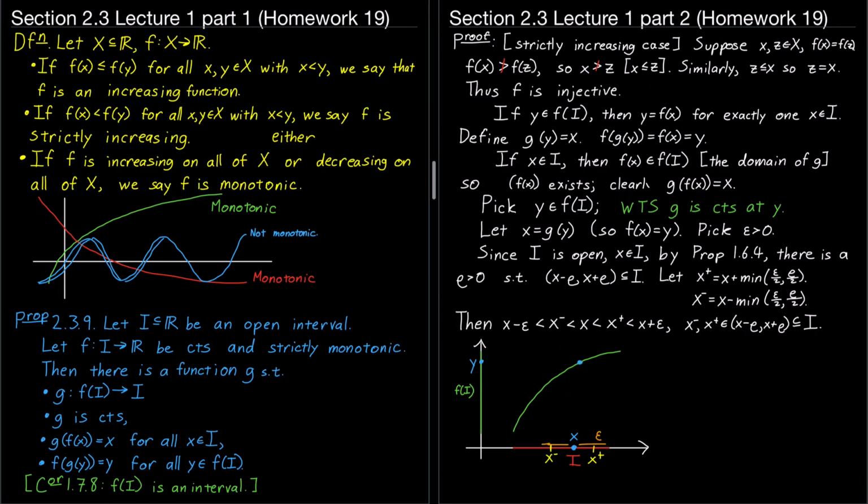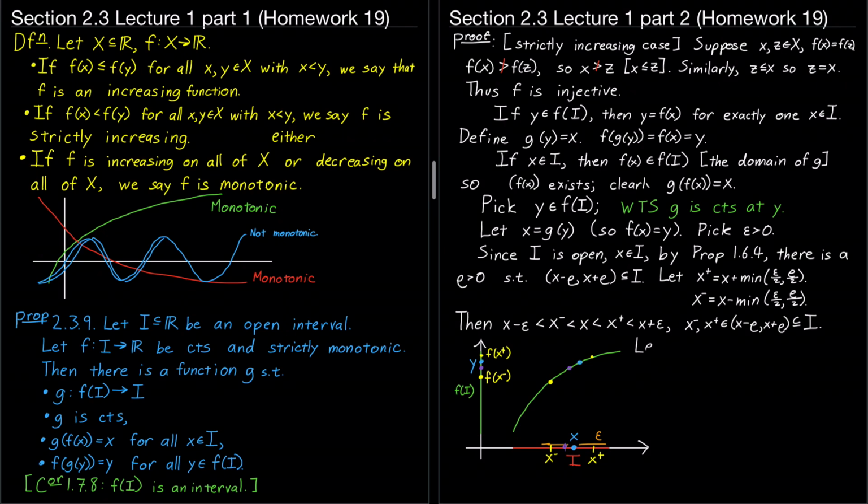And what we're going to get is that here is our f of x minus, and then up here is our f of x plus. And then you see anything between f of x minus and f of x plus, g is going to send somewhere between x minus and x plus, and so we'll get continuity.